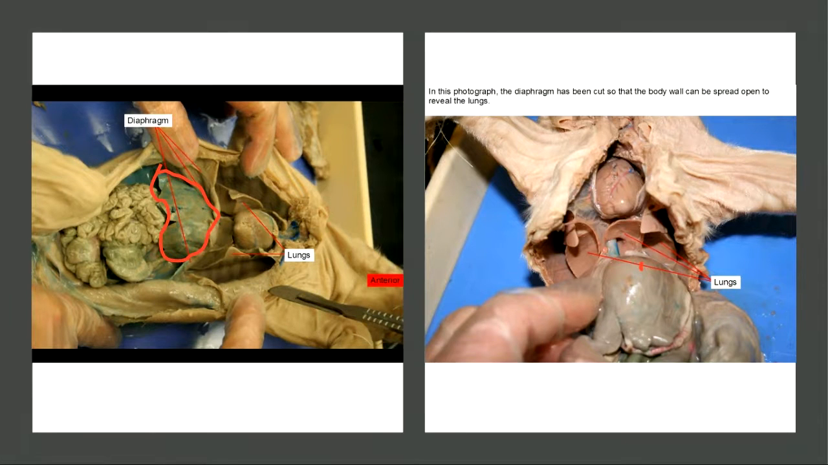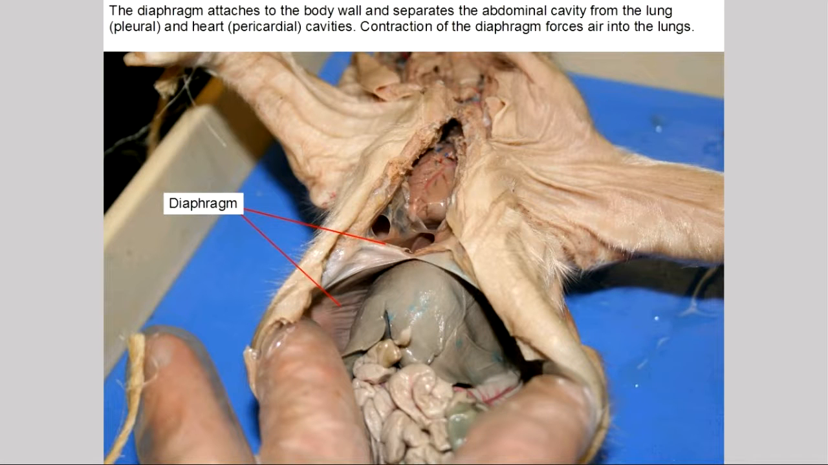Here the liver is being covered by the diaphragm. You can see it again here. Here's the liver. Okay. Very large organ.